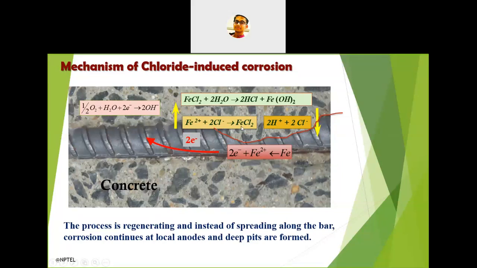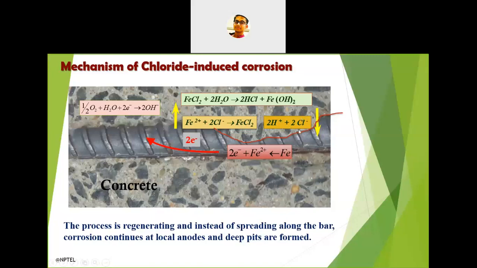Then this ferrous chloride, FeCl2, will react with the moisture which is present in the concrete system, because we know that moisture is always present in the concrete system. So it reacts with the water to form hydrochloric acid and Fe(OH)2. That Fe(OH)2 is nothing but the rust, the product of the corrosion reaction. This hydrochloric acid will dissolve in the water, and again form 2H+ and 2Cl-. So again you are getting chloride from the reaction itself.